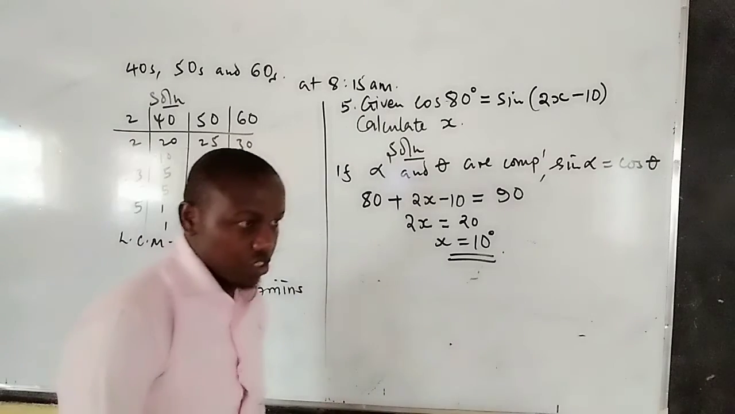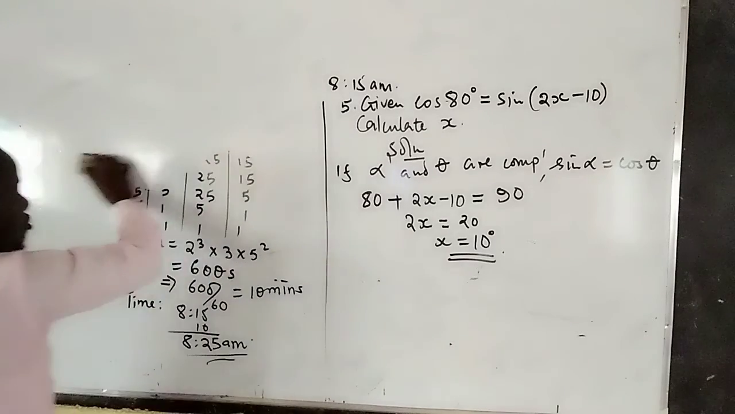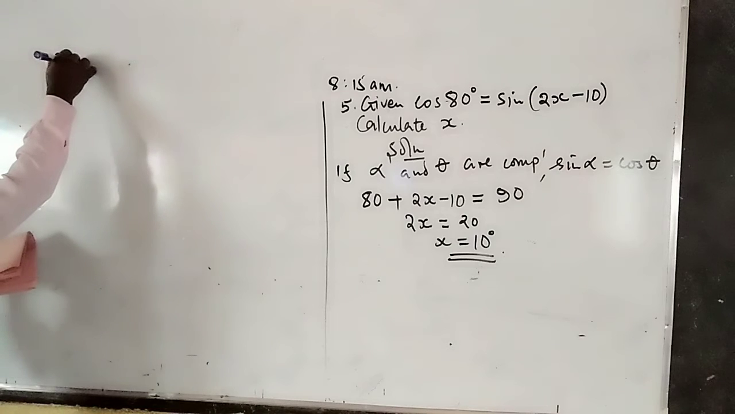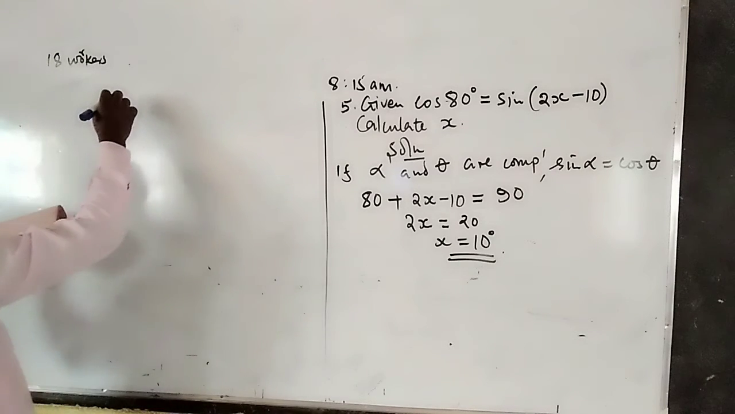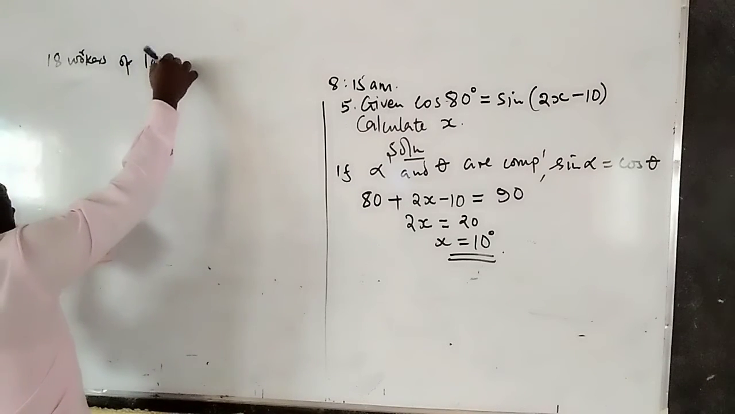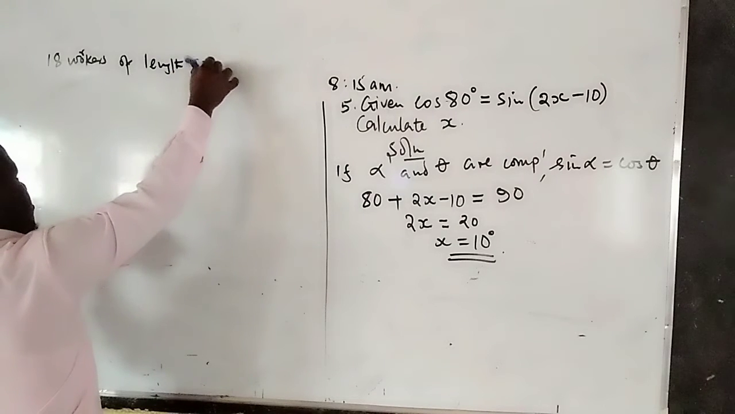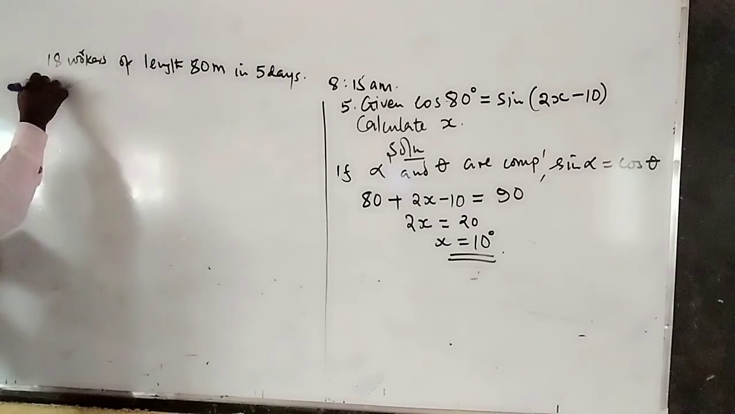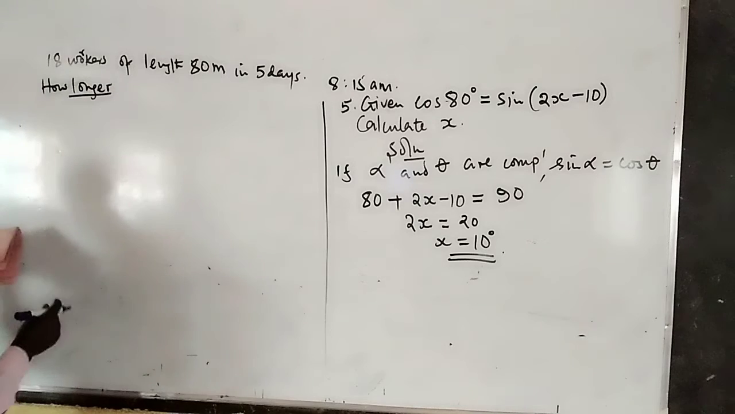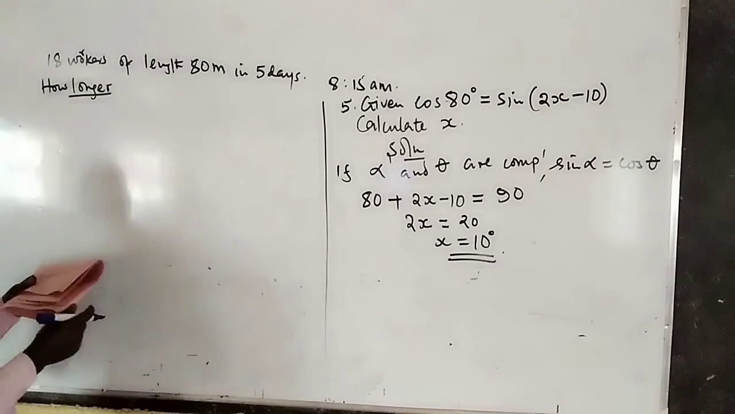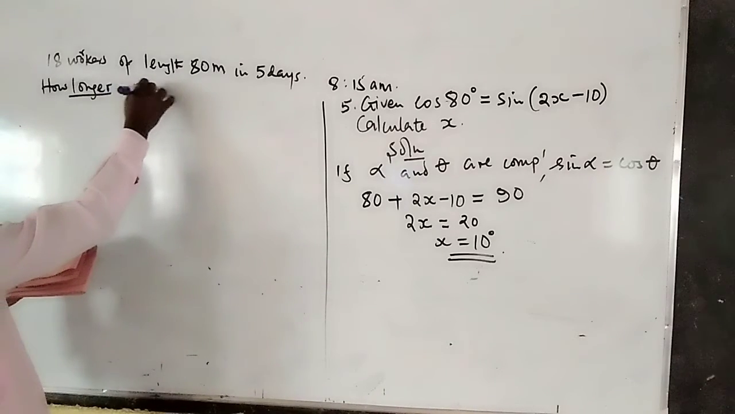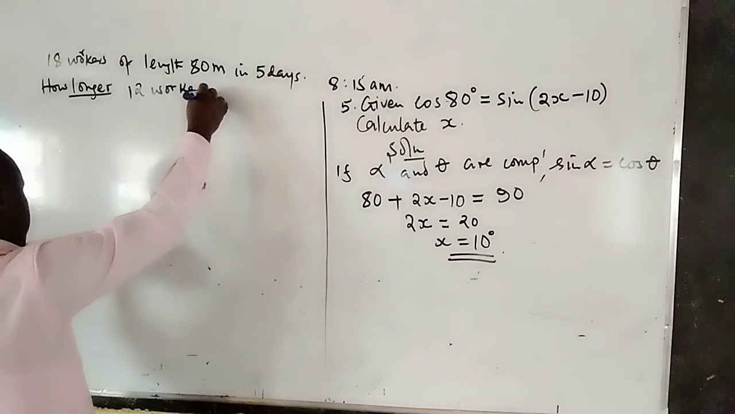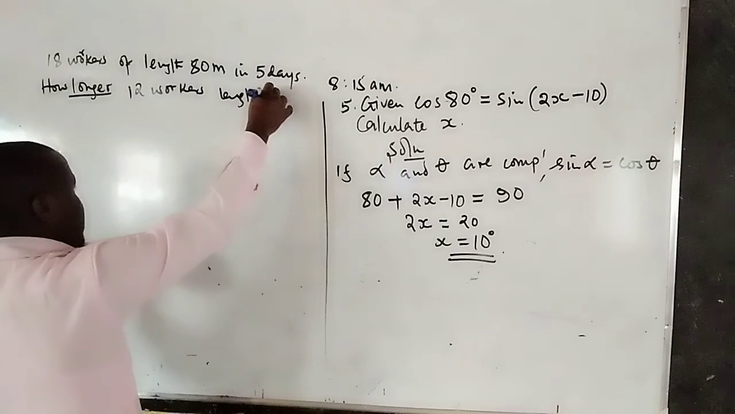Number 6. A question on rates of work and proportions. We are told that 18 workers can dig a trench of length 80 meters in 5 days. How much longer will 12 workers working at the same rate take to dig a trench of length 64 meters? That word longer is the condensed part of the question.